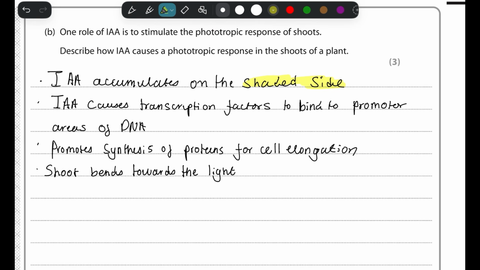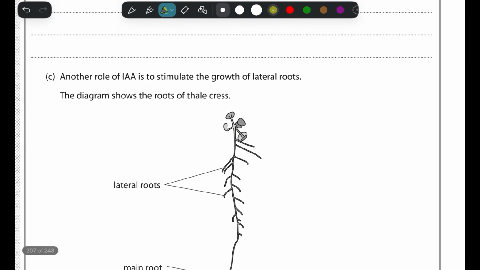So I think a lot of people might jump from accumulates on the shaded side straight to it causes cell elongation. And you'll still get your mark for doing that. But I think it's good practice to add in this middle bit about the regulation of transcription factors. And then finally, if we're causing cell elongation on the shaded side, that means that we're going to bend towards the light. Hopefully that makes sense.